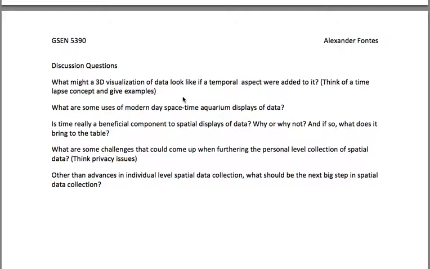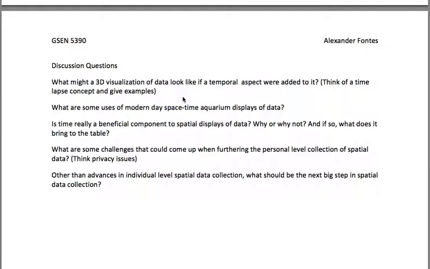Second question being, what are some uses of modern day space-time aquarium displays of data? I'm pretty sure it's the first article that references this space-time aquarium concept, and both articles give a little bit of insight into what that might look like, how that might be mapped. So I'm just thinking, what might be some uses that you can come up with, and maybe talk about them a little bit. I had a fun time bouncing ideas off of one of the other students for this question, so just try to come up with something fun.